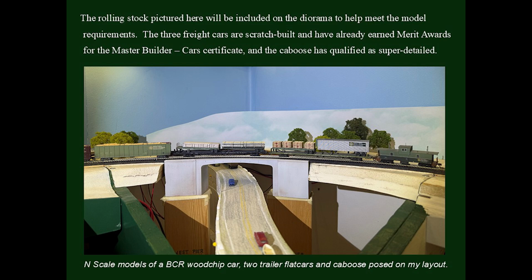And the rolling stock pictured here will count towards the required 6 models, and it will meet the requirement for rolling stock and caboose. The 3 freight cars are all scratch built, and they've already earned merit awards for the Master Builder Cars certificate, and the caboose has qualified as super detailed for that same certificate. These cars are from the era I'm modeling, and they could very easily have been seen passing through West Vancouver en route to the yard in North Vancouver.